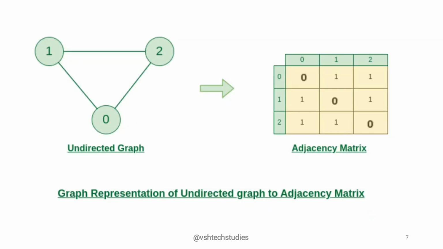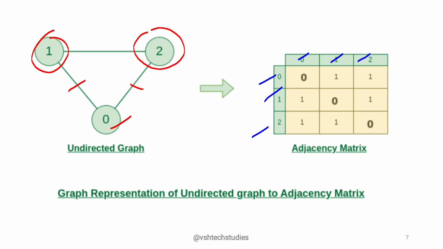Next we'll see some example graphs. This is an undirected graph. It has 3 vertices and 3 edges. Because there are 3 vertices, row wise 0, 1, 2 and column wise 0, 1, 2 are marked here. For node 0, 1 and 2 are adjacent because they are connected by edges. So for node 0, 1 and 2 are adjacent, there 1 is filled. For 0 to 0 there is no connection, that is why 0 is filled.